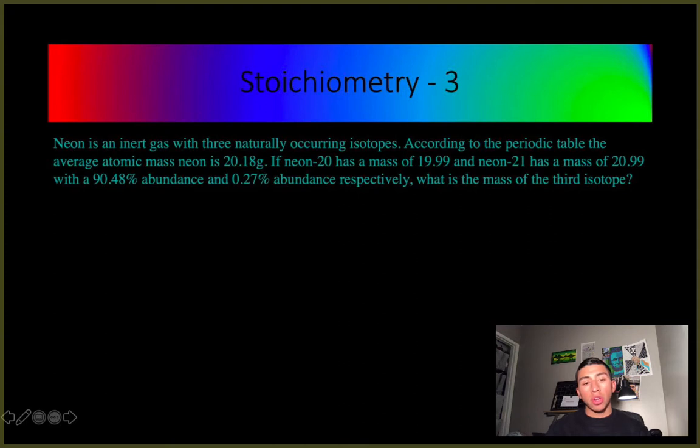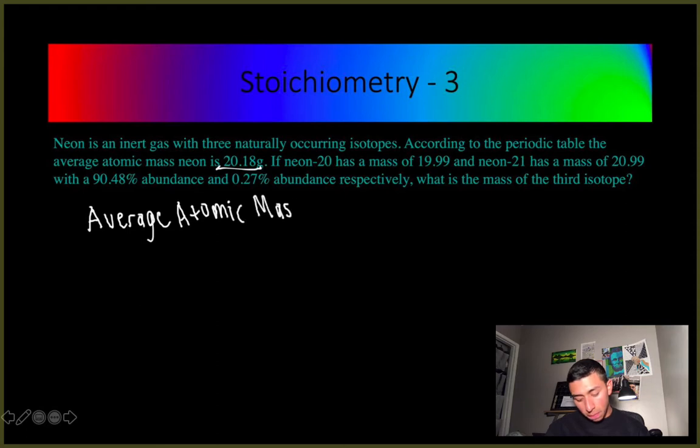So the first thing you want to do when you're reading these problems is separate everything that you're given and write out all the information, so that you can more clearly come up with a plan to approach the problem. The first, probably most important piece of information we're provided with is the average atomic mass of neon, which is 20.18 grams.